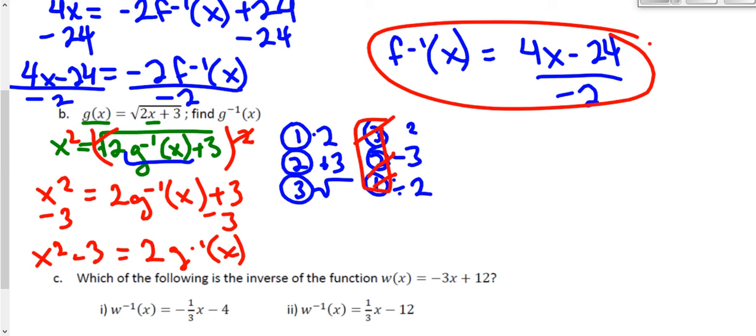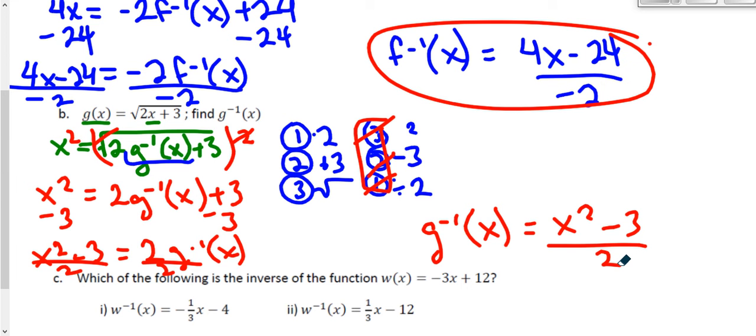And then the last thing I do is divide both sides by 2. So it gives me g inverse by itself. And on the other side, I had x squared, I had minus 3, and that whole thing was being divided by 2. That is the inverse.